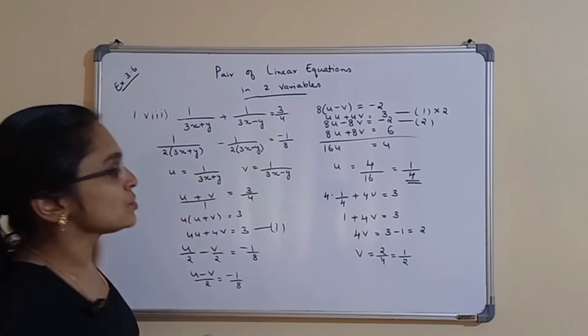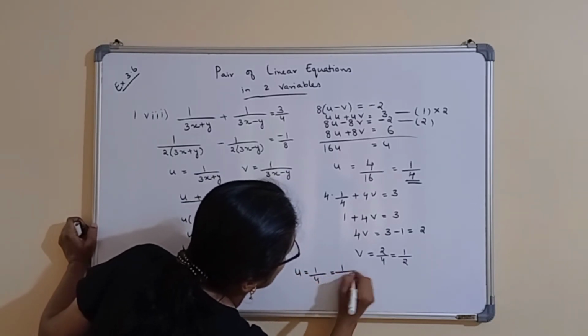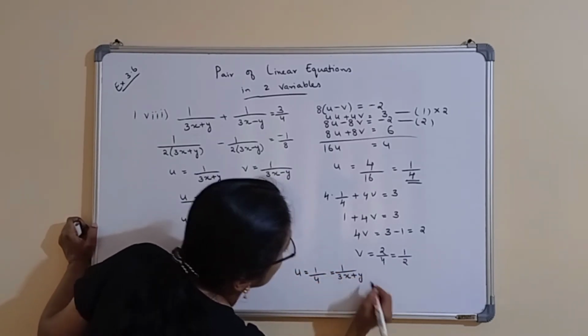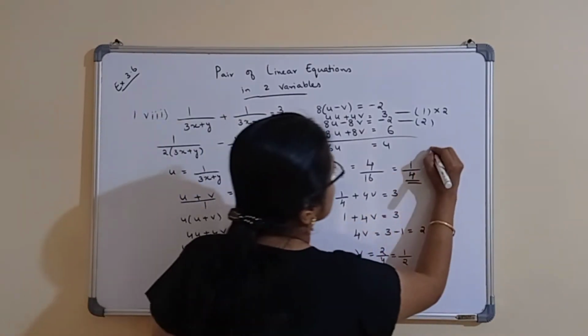And what is u? So we can write u is equal to 1 by 4 is equal to 1 by 3x plus y. Which means 3x plus y is equal to 4. I am writing it here.